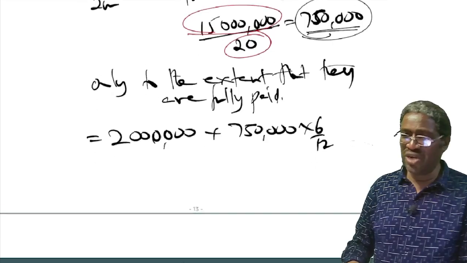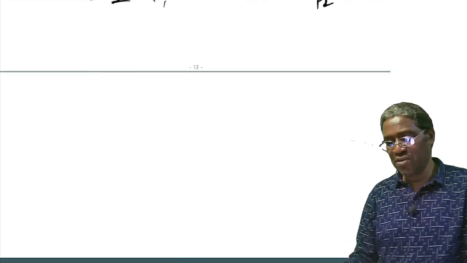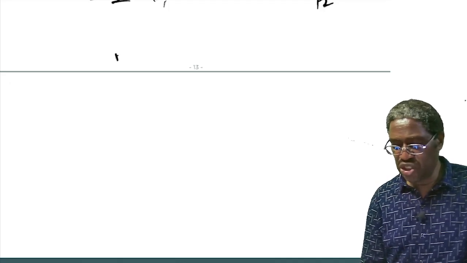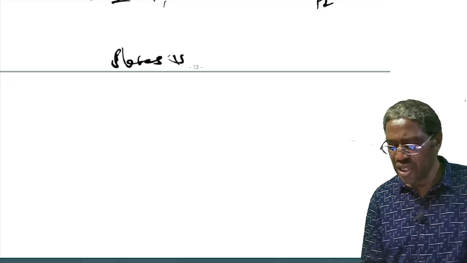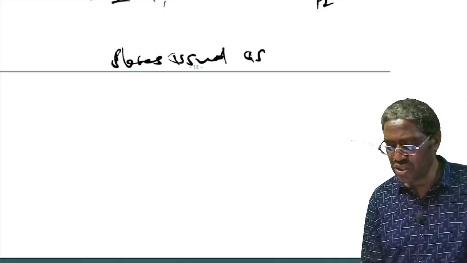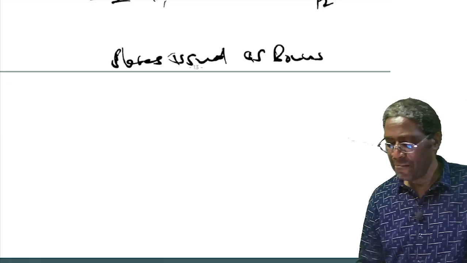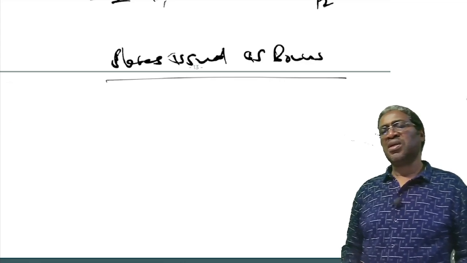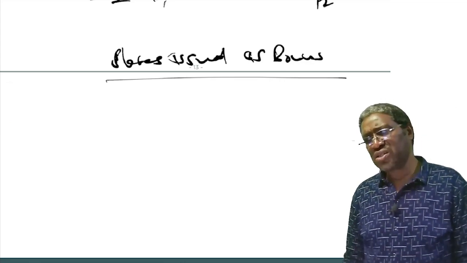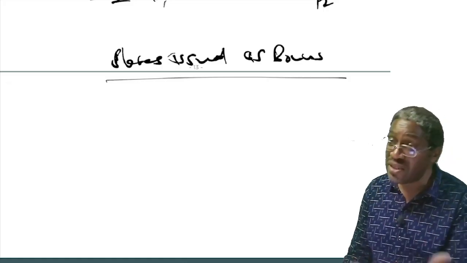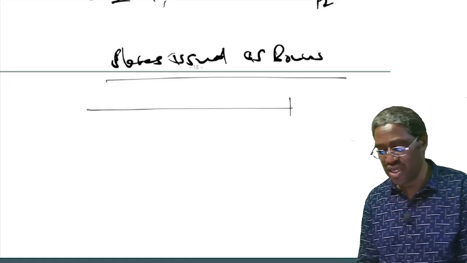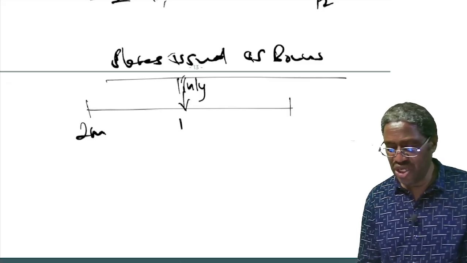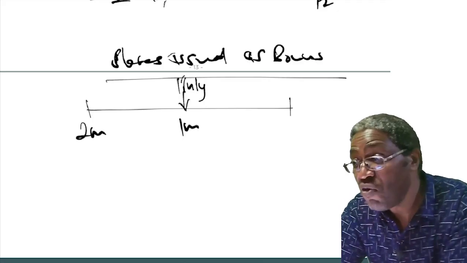Let me remind you the third one now. How to deal with what we are calling bonus shares. Shares issued as bonus. I've already told you what bonus shares are. I've told you these are shares given for free. So let us just say again, you began the year with 2 million. On 1st of July, your company issued 1 million shares for free.